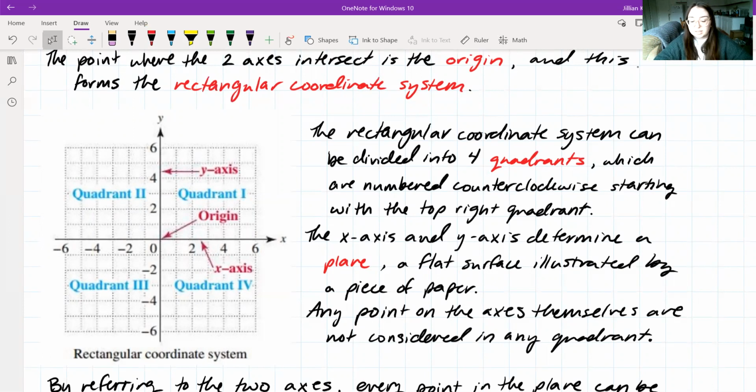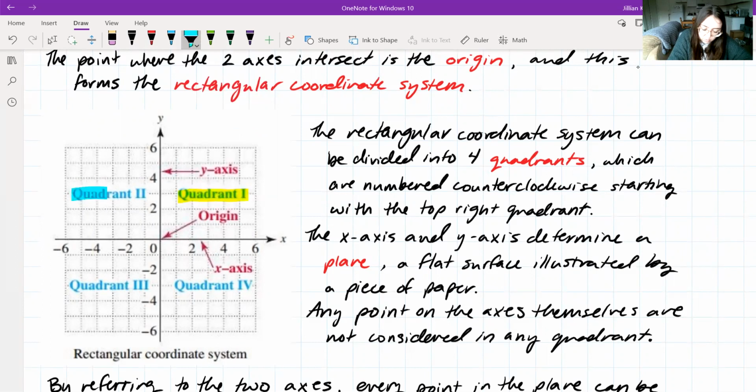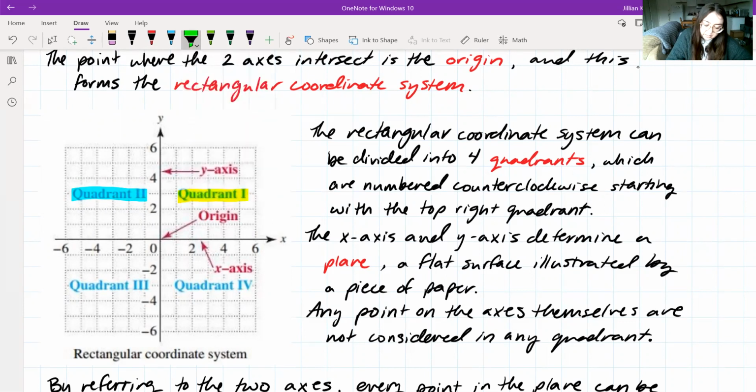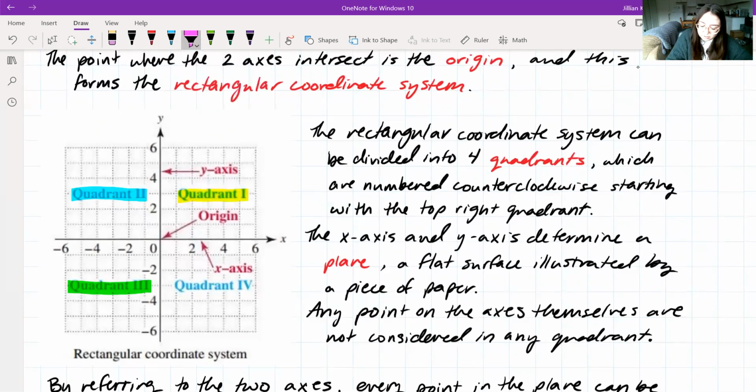The rectangular coordinate system can be divided into 4 quadrants, which are numbered counterclockwise starting with the top right quadrant. So we see our top right quadrant here is quadrant 1. Then we have quadrant 2 moving counterclockwise. So we move then to the left. Moving down, we have quadrant 3, so still in our counterclockwise position. And then lastly, we finish up with quadrant 4 in the bottom right there.